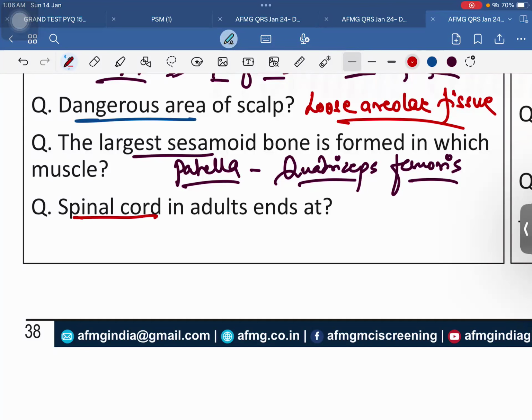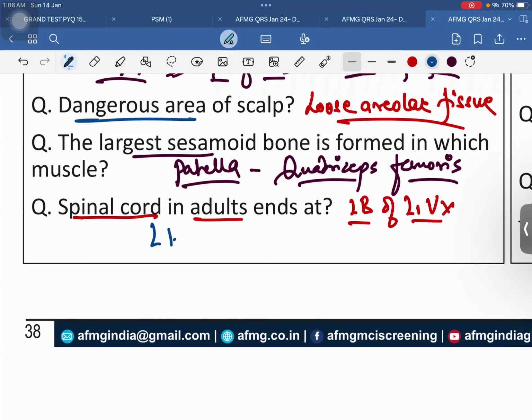Important is, if they ask you, this is a favourite question of your examination, that the spinal cord ends at which level? We know the spinal cord of an adult is usually around 45 centimeters, and the spinal cord in adults is going to end at which level? The spinal cord in adults is going to end at the lower border of the L1 vertebra, which please remember.